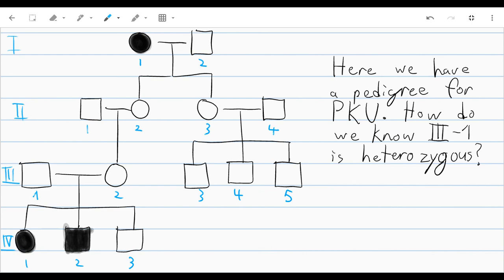What type of recessive, though? Is this autosomal or is it sex-linked? Well, this is going to have to be autosomal. And the reason that I say that is actually looking at the individual that's important here, individual 3-1. He does not have the trait.